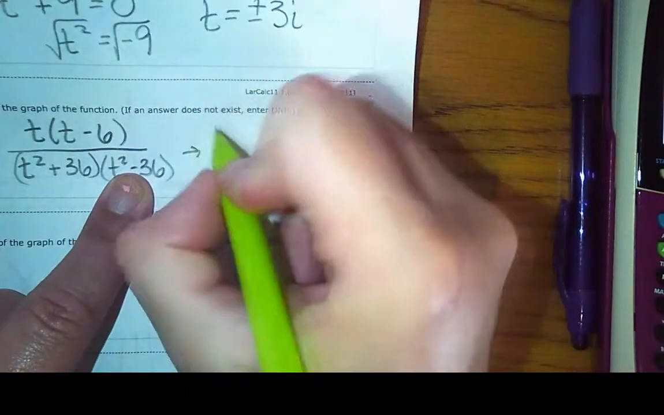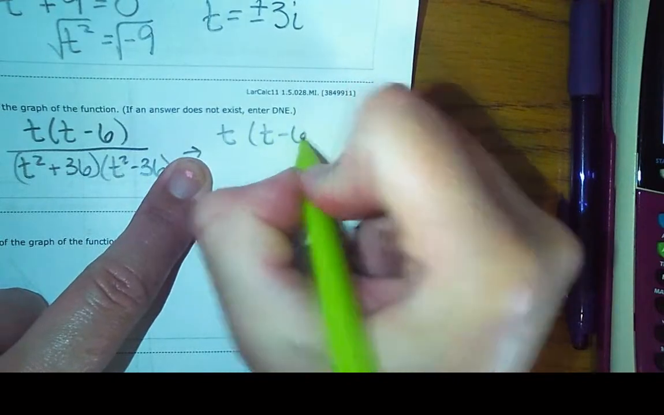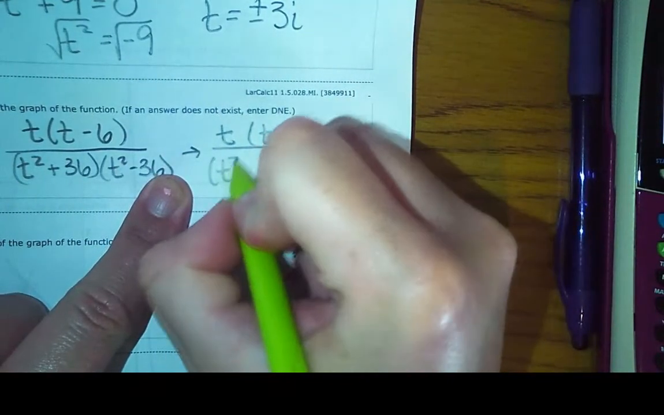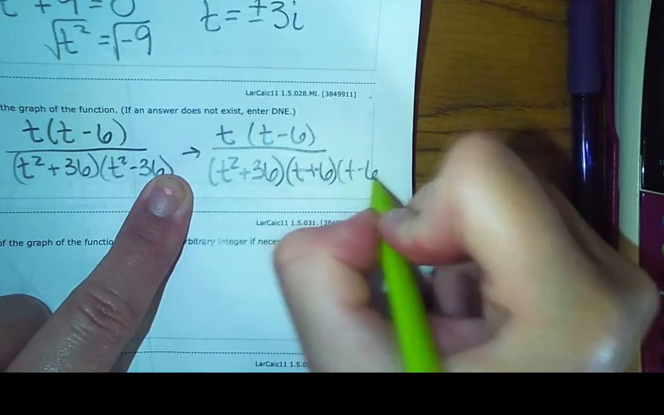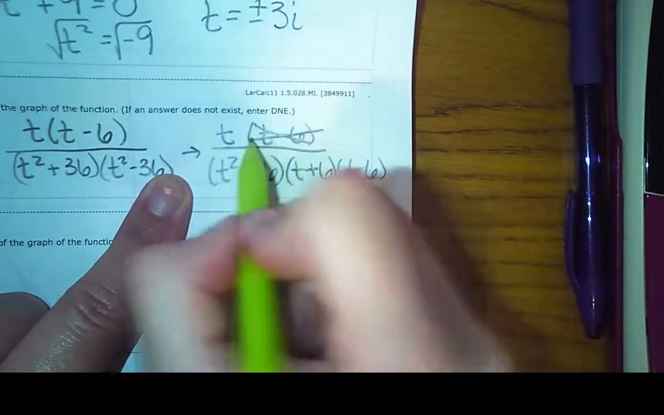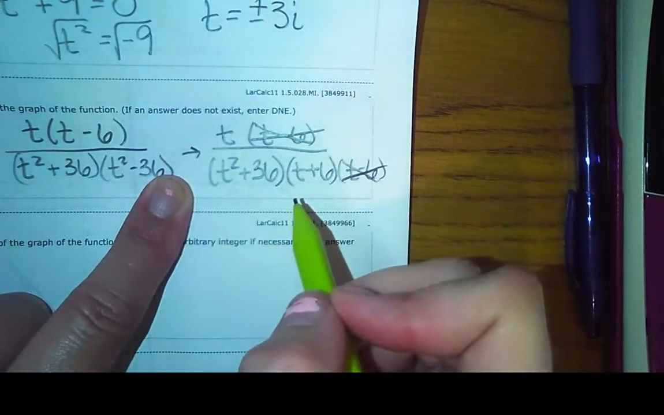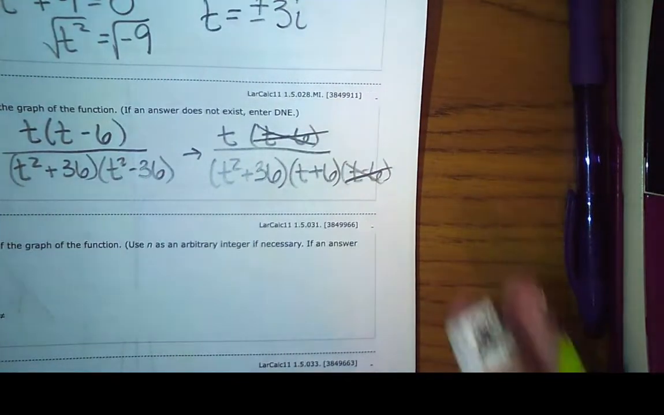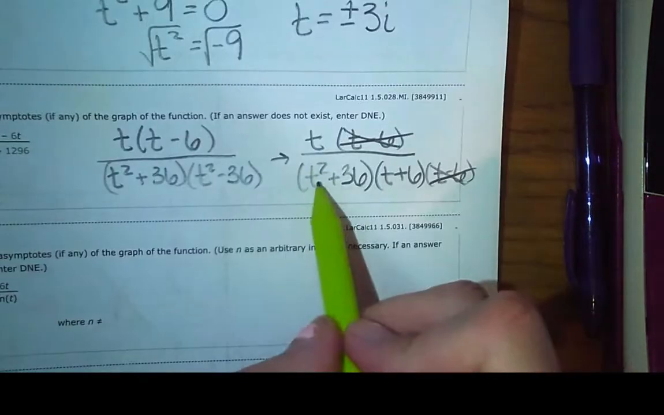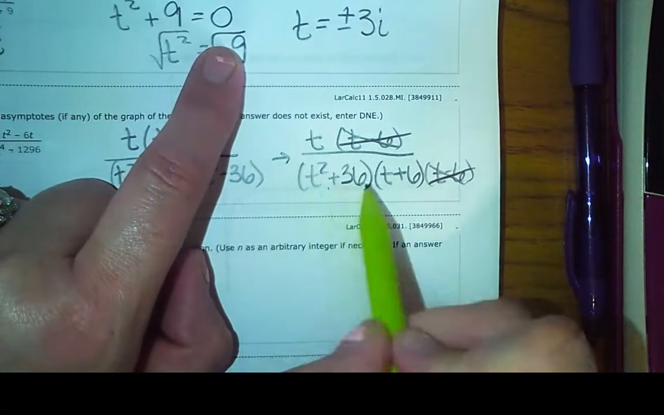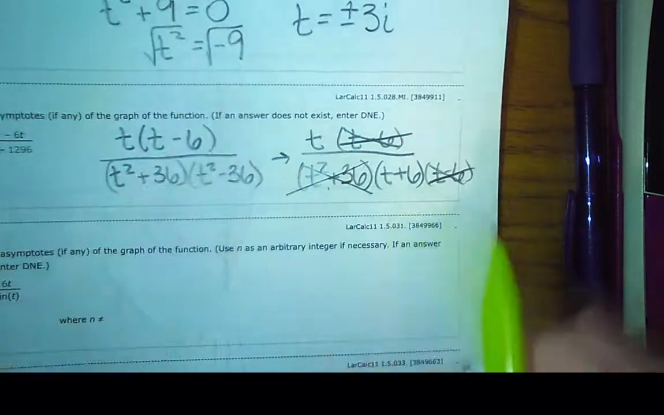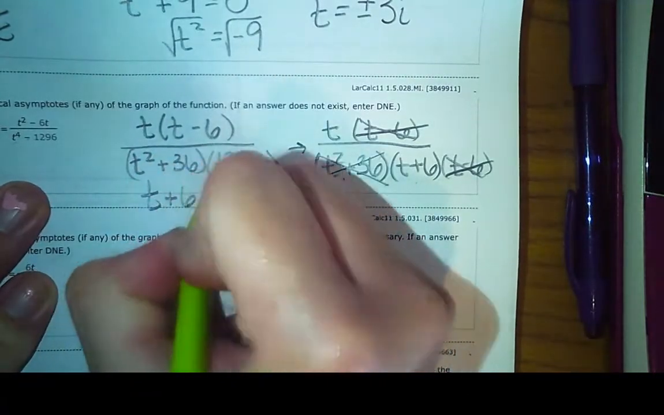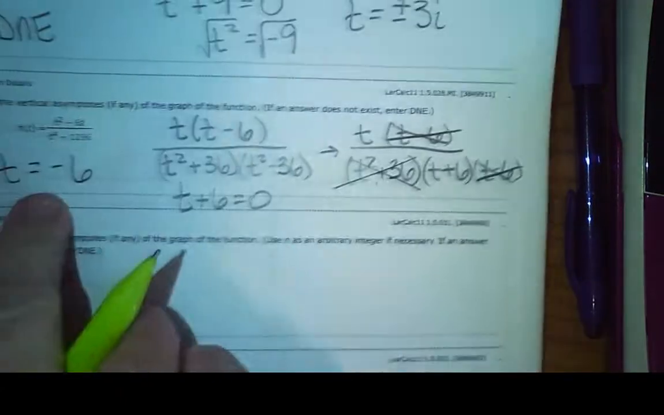So this is going to be a t times a t minus 6 over t squared plus 36, and then a t plus 6, t minus 6. Okay, so my t minus 6 reduces. And then nothing else reduces. So what do I do in order to find the equation of the vertical asymptote? This, based on the last example, doesn't matter because it's imaginary solutions. This one does matter. So take that part, set it equal to 0, and solve. So you have a vertical asymptote at t equals negative 6.